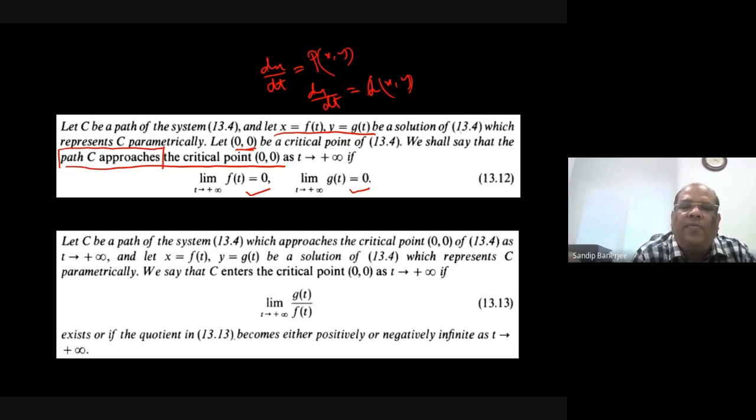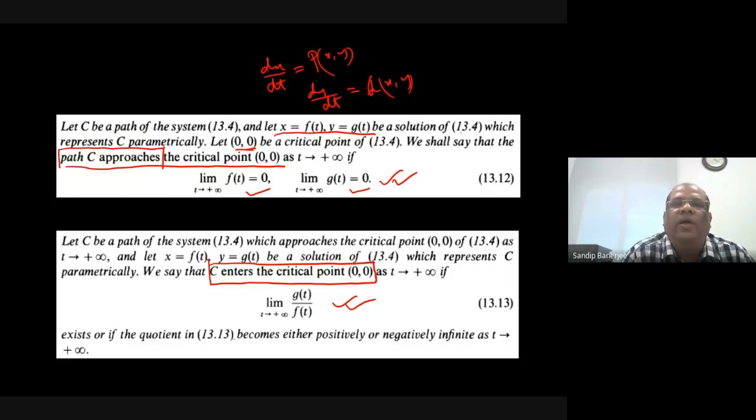On the other hand, if limit t tends to plus infinity, the ratio g(t) by f(t), either exists or becomes either positive or negative infinite as t tends to plus infinity, we say that the path C enters the critical point (0, 0). So one is the path approaches when this condition holds. Another is the path enters when this condition holds.